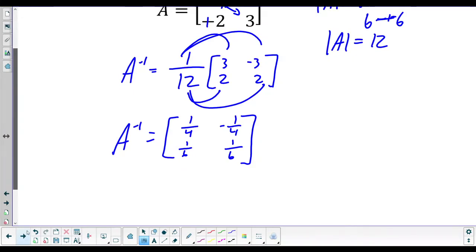If you have to find the inverse of a 3 by 3, Google 3 by 3 matrix inverse calculator.